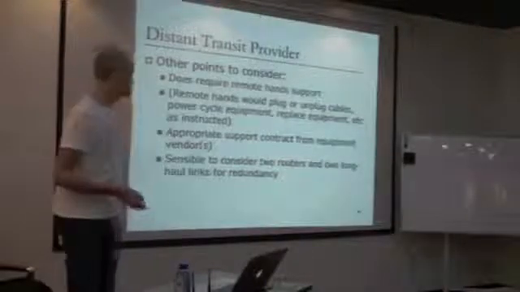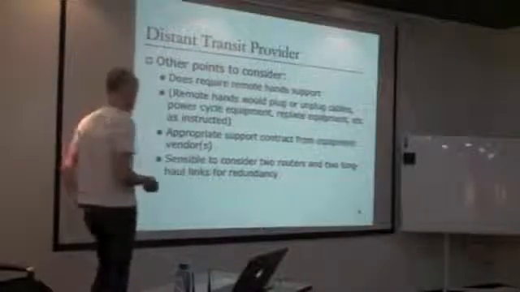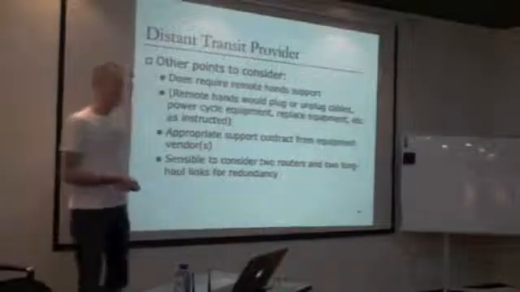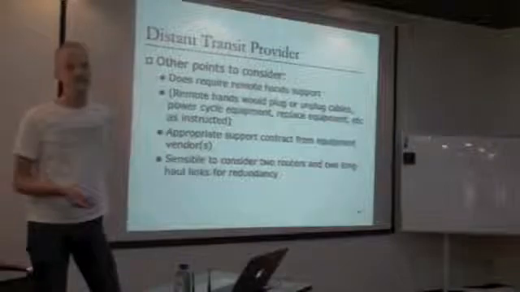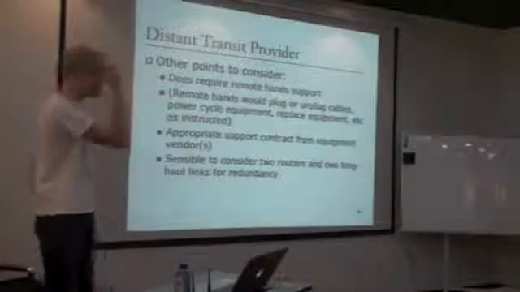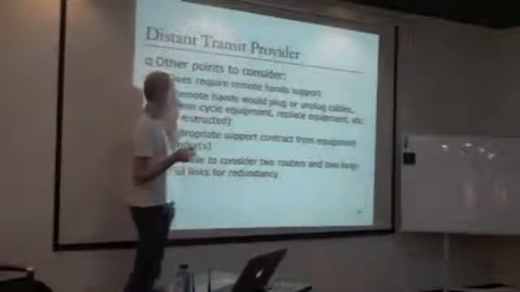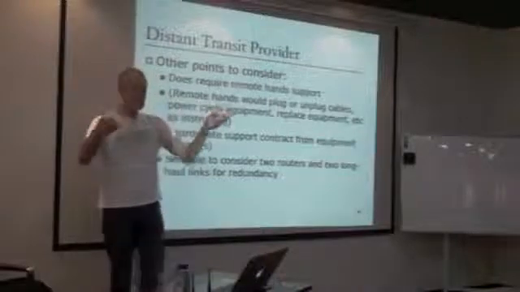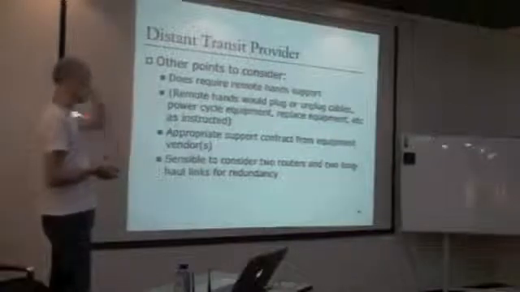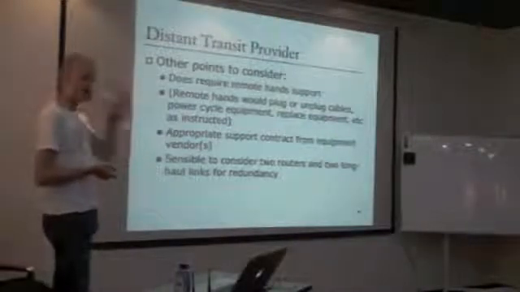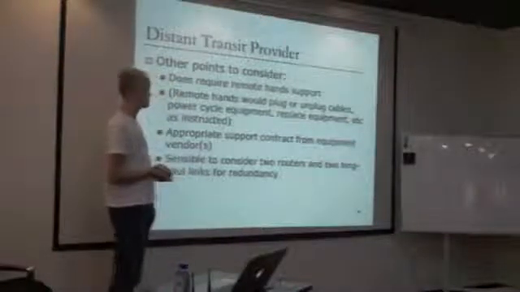Other points to consider, well, you need remote hand support. If you're going to put a router somewhere overseas, you can't get on an airplane and fly there if there's a problem. So you need to find somebody in the data center, and each data center usually has someone, who can plug or unplug cables, power cycle equipment. If you need to upgrade the router, you can send them a new one, and they will swap it. You need people to do things like that. So get an arrangement with what's called remote hands, and they can do this basic work for you.